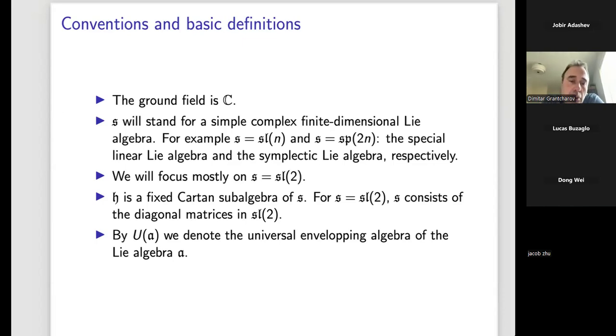What you need to remember is that H will stand for a fixed Cartan subalgebra. In SL2, this is a one-dimensional subalgebra, which will simply be the diagonal matrices of SL2. SL2 consists of the traceless 2 by 2 matrices, so the diagonal matrices are of the form diag(a, -a). U(A) will stand for the universal enveloping algebra of A. A is again an arbitrary Lie algebra, although for most of the talk it will be SL2.